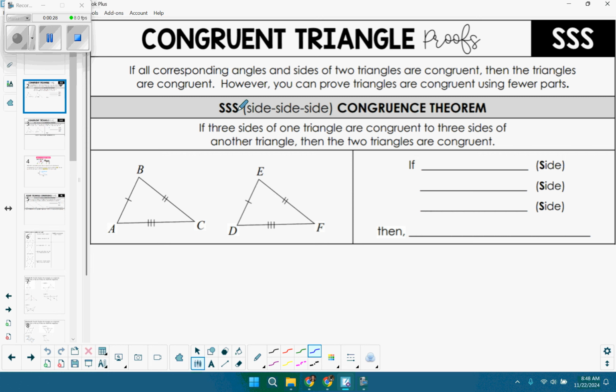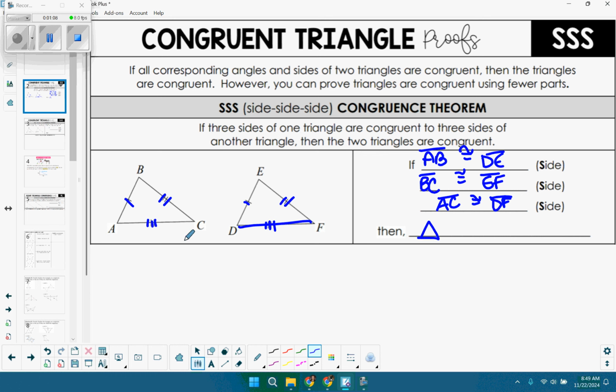The first one is called SSS, or side-side-side congruence. In that case, if you can see that 3 pairs of sides are congruent, that automatically makes the triangles congruent. So if segment AB was congruent to segment DE, which was a side, if segment BC is congruent to segment EF, that's another side, and if segment AC is congruent to segment DF, the third side, then the triangles themselves are congruent.